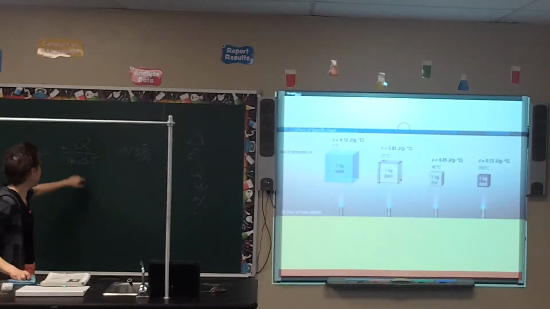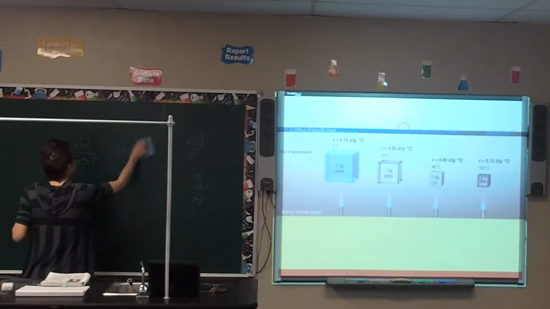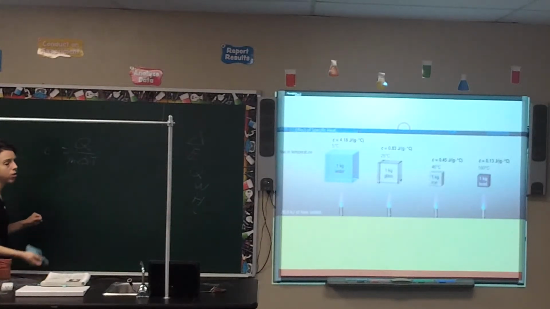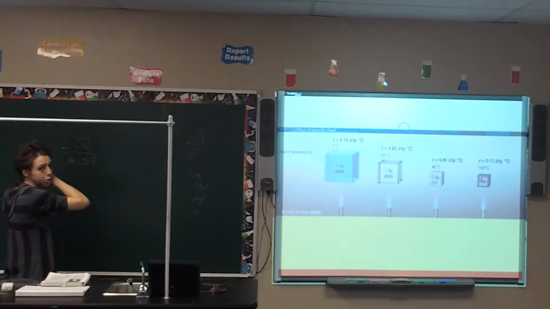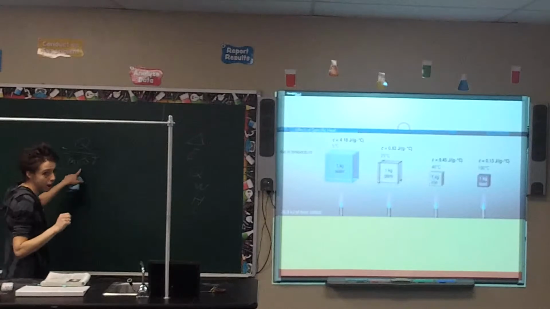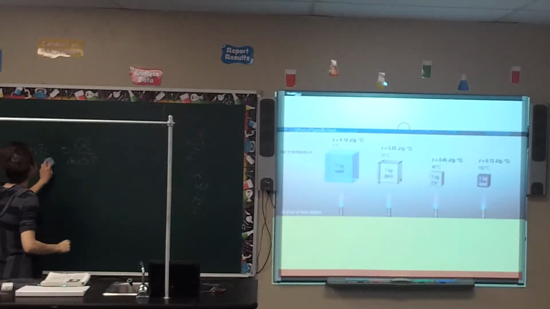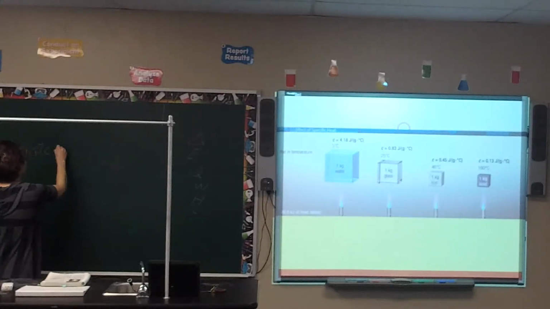Alright, so this is the equation for specific heat. Typically though, we don't use it a lot in this form. We want to use it to find Q. So if I want to get Q by itself, what do I have to do? Right, instead of dividing, I have to multiply. So I will take the bottom and move it out to the side. So M delta T times C will equal Q.